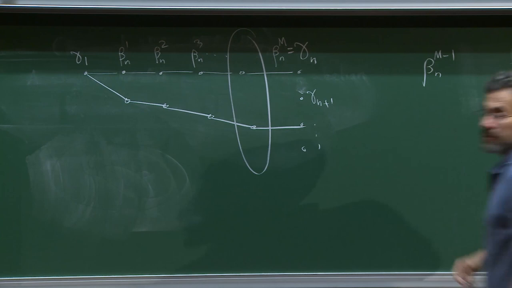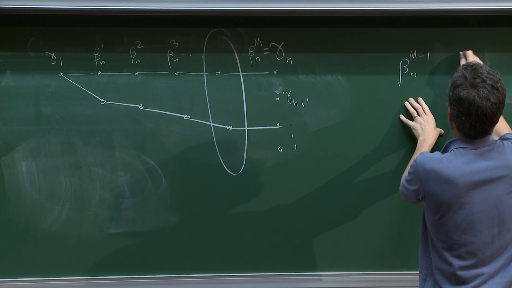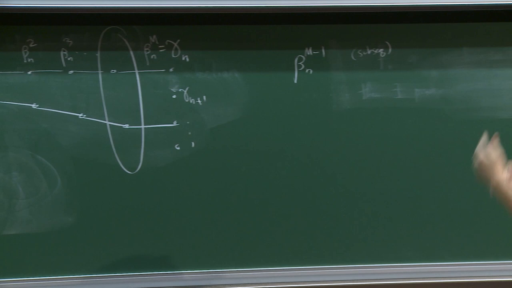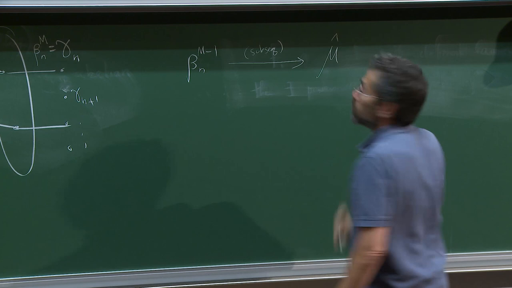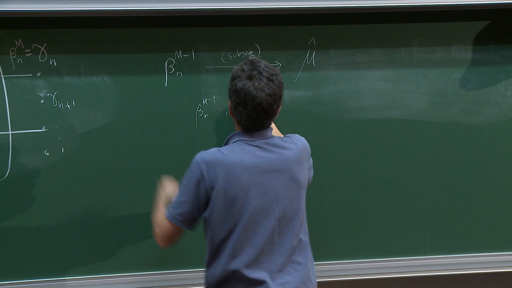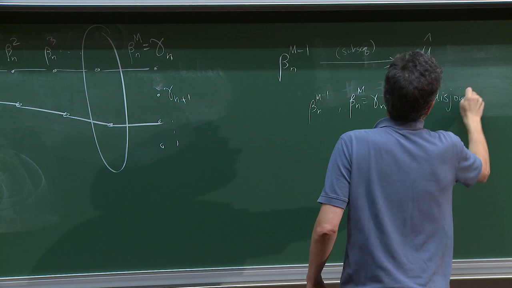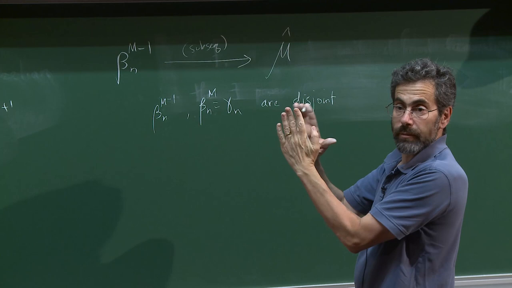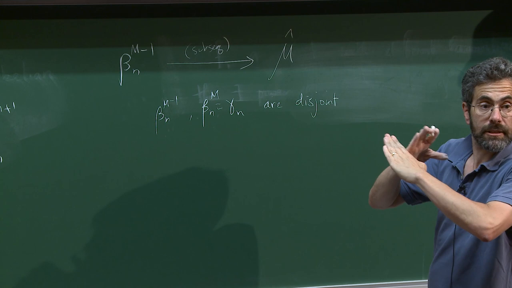They must, after a subsequence, this is a feature of the Hausdorff topology, it's a compact topology. So such a thing must converge after a subsequence to some new lamination. Okay? Now, beta n m minus 1 and beta n m, which is our gamma n, are disjoint. Right? So we have a disjoint bunch of pairs of geodesics getting longer and longer, disjoint from each other. So their limits cannot intersect. Their limits cannot have any transverse intersection.